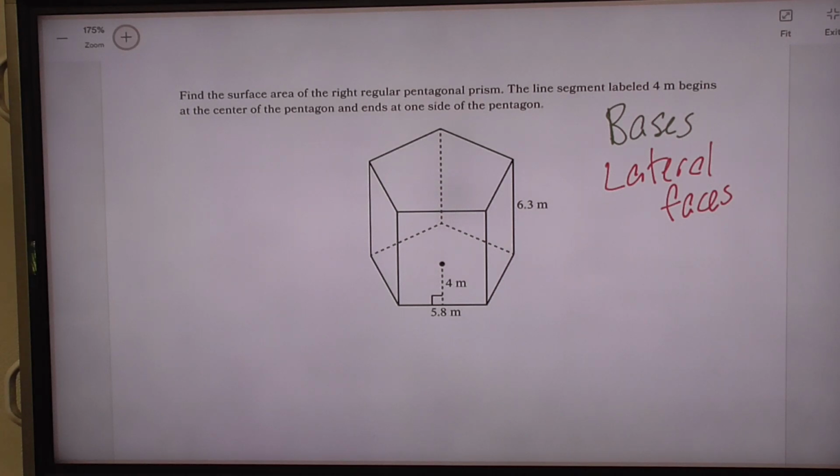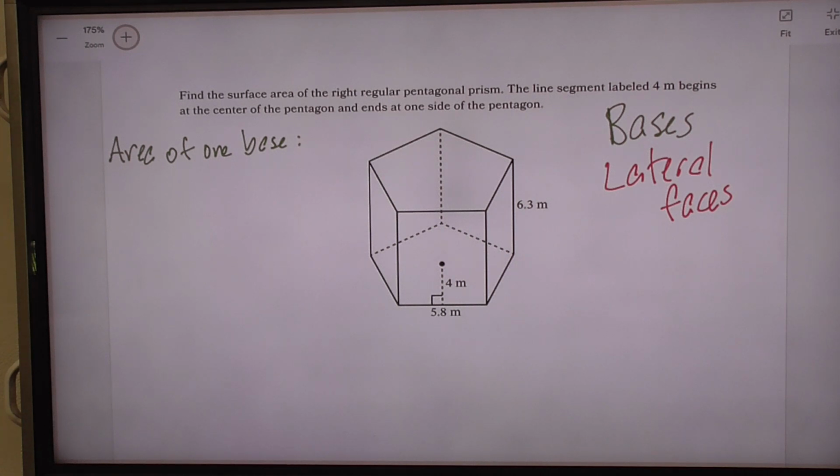So first off, the first thing we need to do is find the area of one base. It would be really easy if this was a rectangular prism, because we know the formula for a rectangle: length times width gives the area of that base. Or if this was a triangle, we would do base times height divided by 2. But do you know the formula to find the area of a pentagon? No, there is none.